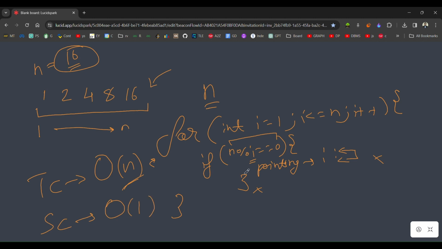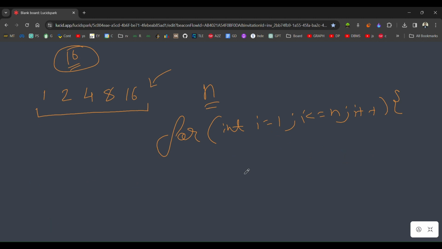What if I say you can still optimize this? You can still optimize this. So how to optimize? Let's see. Let's look into some patterns. Let's say 16 is the number. Let me just write down the factors: 1, 2, 4, 8, 16, right? So these all are the factors.